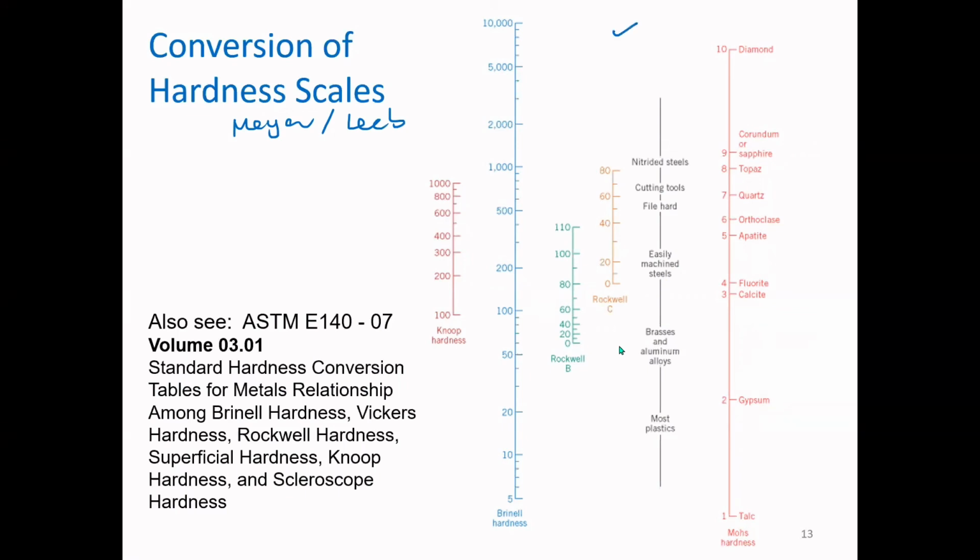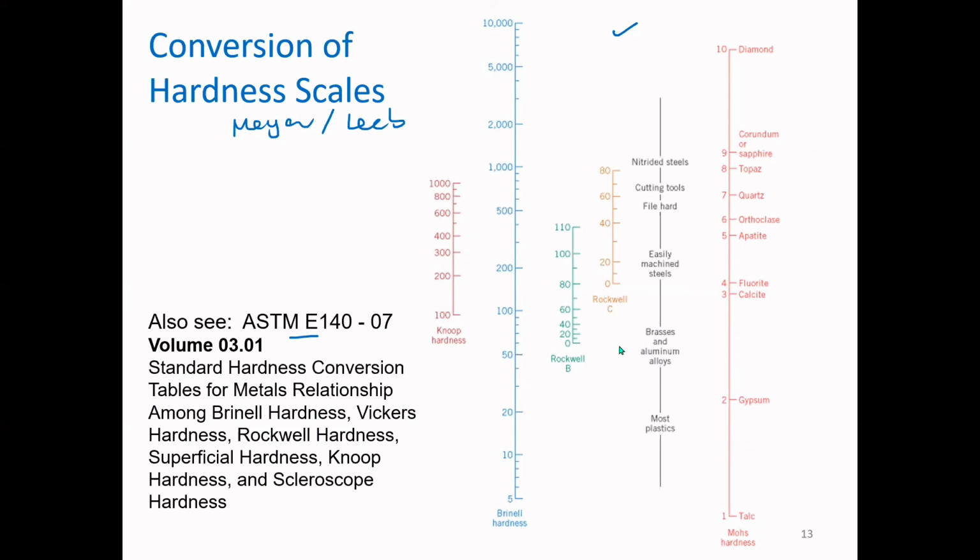This is the scale that we can use to convert the value that we get from one type of testing to another type of testing. This is from ASTM E140, Standard Hardness Conversion Tables for Metals: Relationship Among Brinell Hardness, Vickers Hardness, Rockwell Hardness, Superficial Hardness, Knoop Hardness, and Scleroscope Hardness. We can use this scale to convert a value that we get from one type of testing to another type of testing.